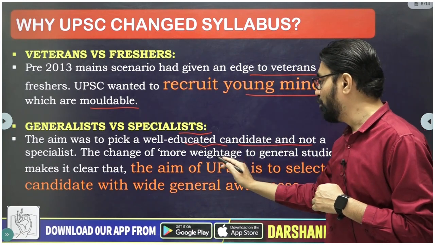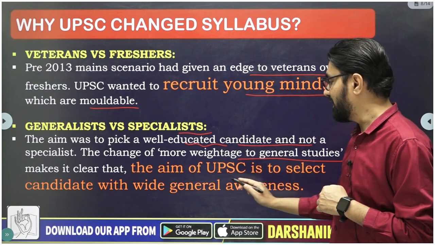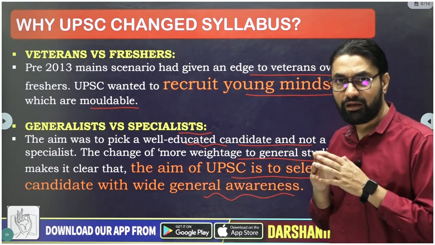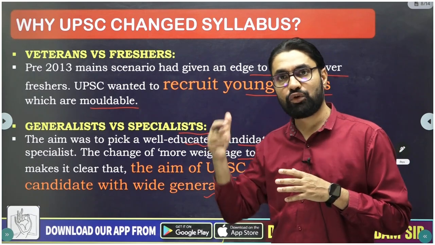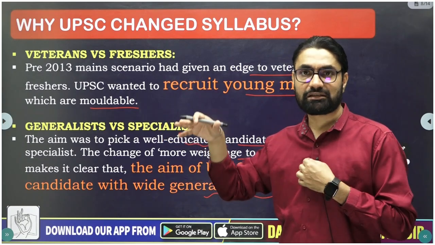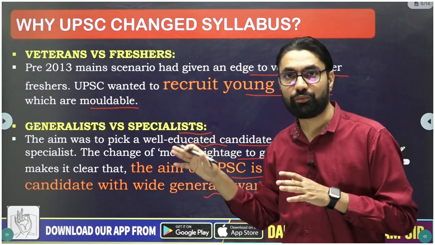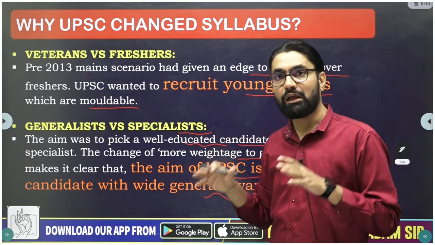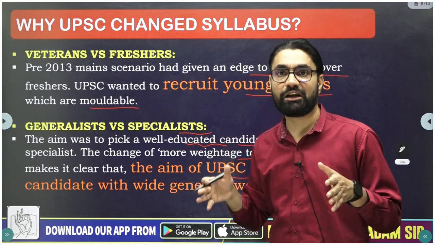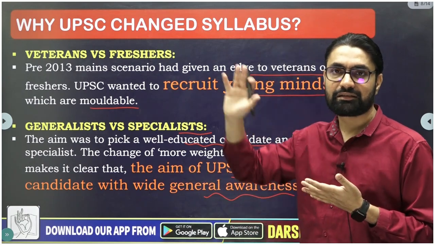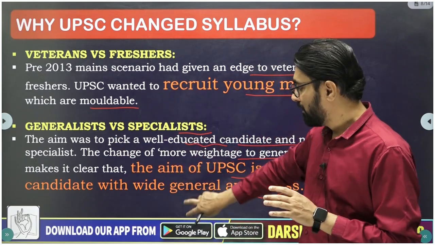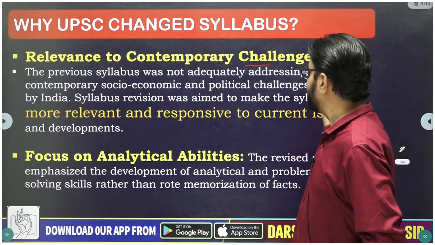So the change of more weightage to general studies makes it clear that the aim of UPSC is to select candidates with wide general awareness. Okay, and that's what you need to have, this wide general awareness. And I told you, on my YouTube channel I have already recorded one video, non-textbooks to read for UPSC, or channels, videos, channels, etc. that you need to follow. Then do check that video out. And subscribe to all those channels and keep on listening or studying that way, in an open-ended manner. You will get a very good score in essay, ethics, and even paper 2 of any optional that you are studying for, etc.